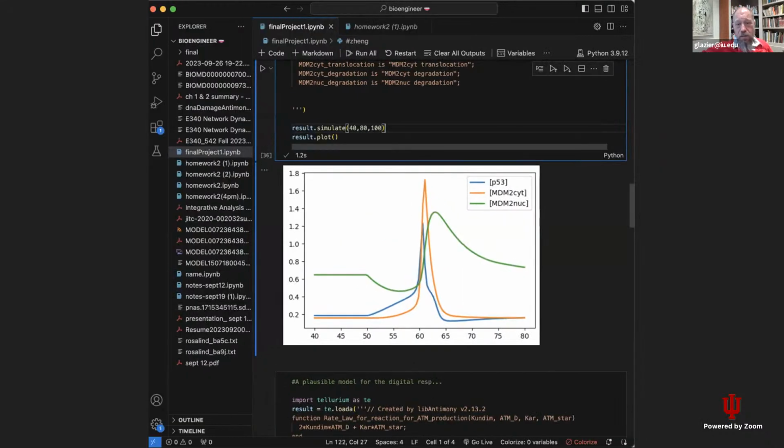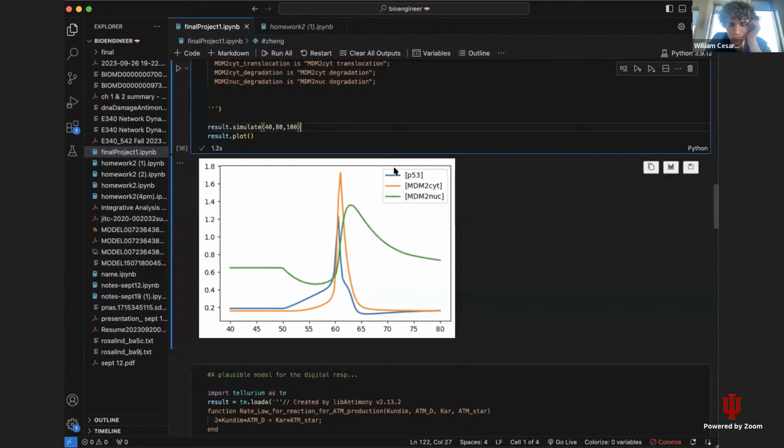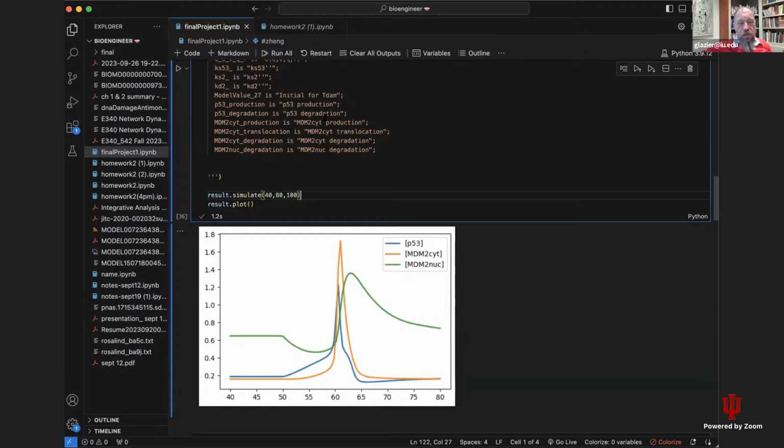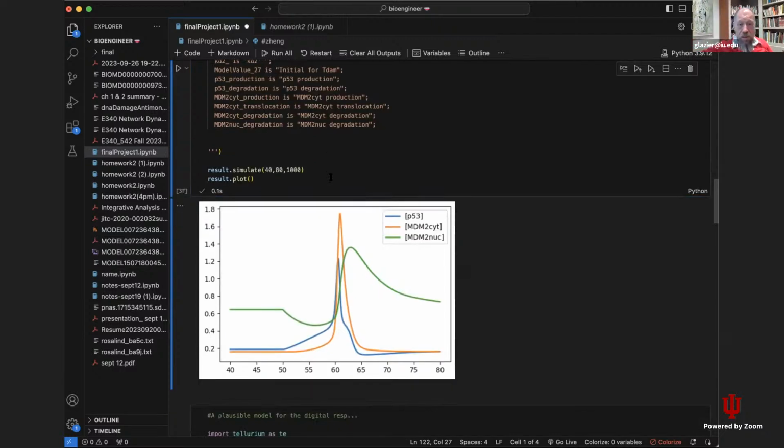You see how the simulation is a little bit jagged there. The peak has sort of a sharp point. Where you say r.simulate 40, 80, 100, try making it 1,000. That's the number of little sub-steps. If you have very sharp functions, then they can get a little bit jagged. You see how it's smoothed out the curve there a bit?